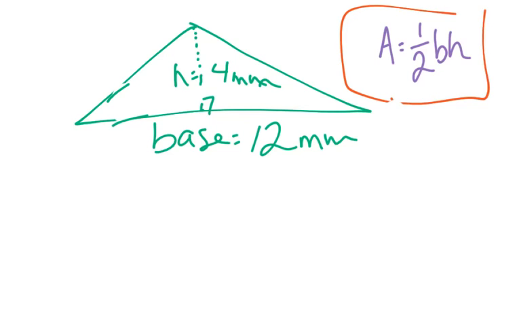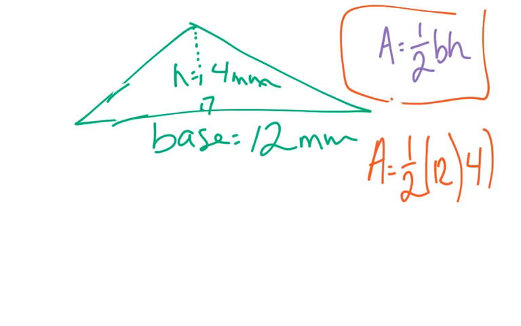So write your area formula, then start plugging in things. Area equals half of my base, which is 12, times my height, which is 4. The nice thing about this is that these are now all multiplication. Times, times.